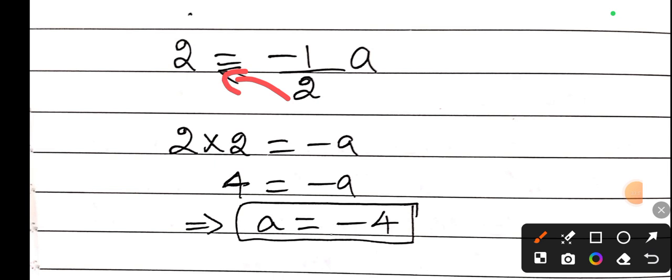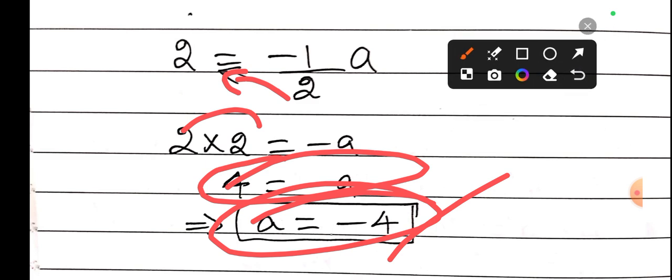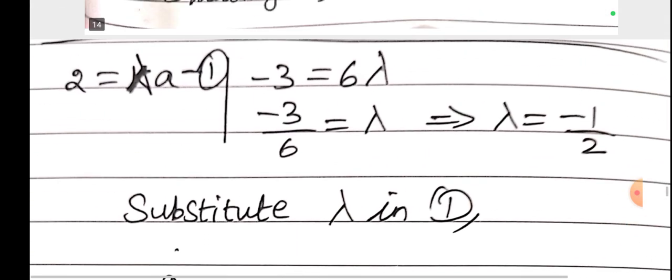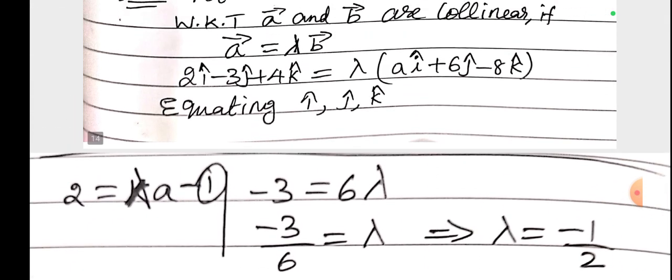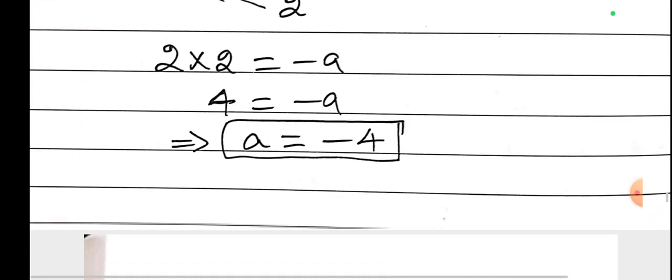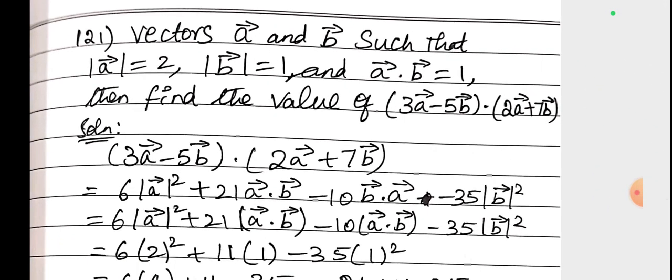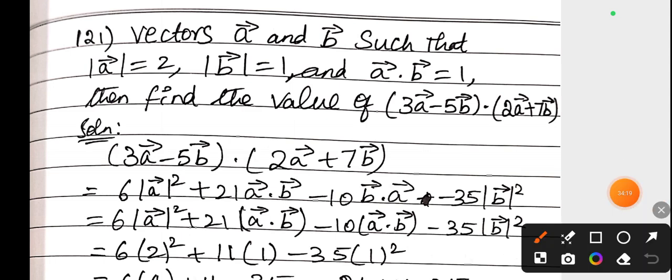So multiplication 2 goes to the other side as division, division 2 goes as multiplication, 2 2s are 4. So minus a equals 4, a is minus 4. Simplification, children: first what we are doing is equating. Again it's like a vector equals lambda b vector, so collinear we have written, and we are equating the terms and we are getting the answer.